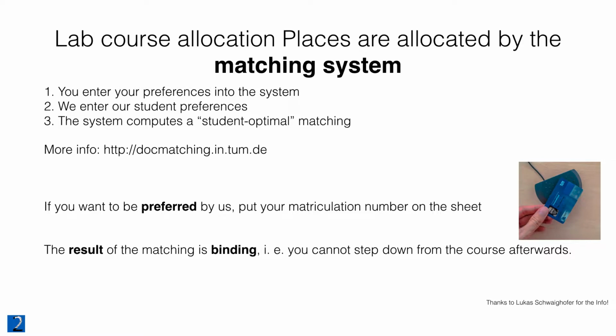Okay, also important information: the result of the matching is binding. That means you should not register for 20 lab courses. I mean, it's also not possible, but you should really put only the courses on the list where you want to participate. Okay.